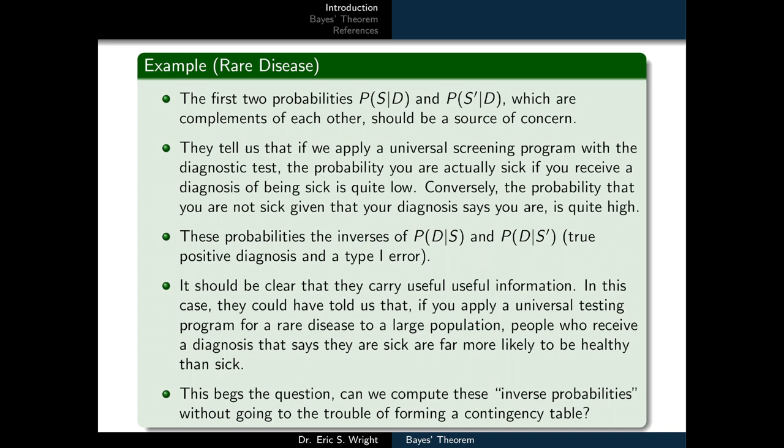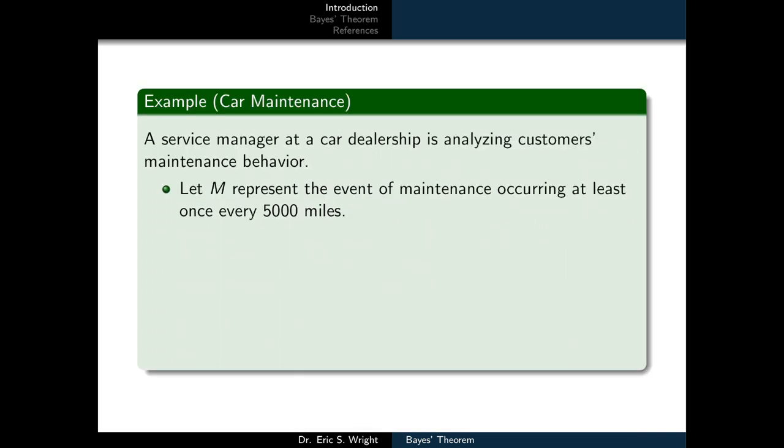Well, this begs the question, can we compute these inverse probabilities without going to the trouble of forming a contingency table? It turns out that there is a technique for inverting conditional probabilities, and we're going to develop that technique through an example before formally stating it as a theorem.